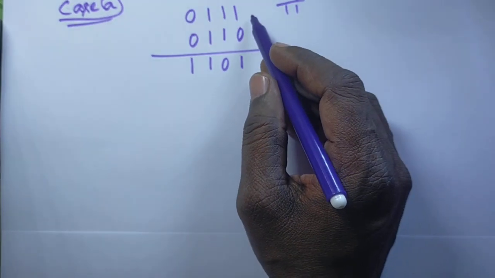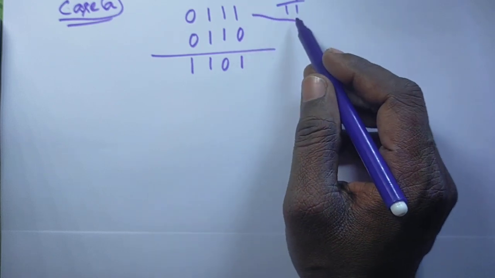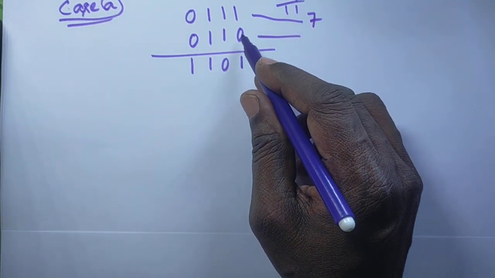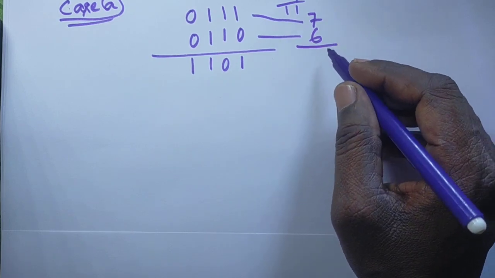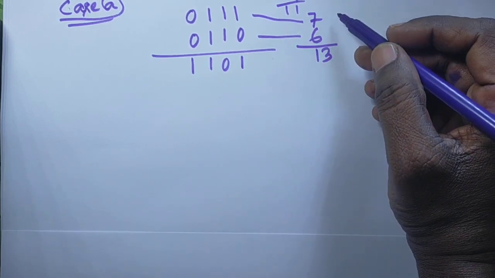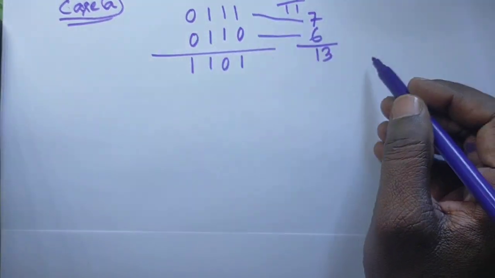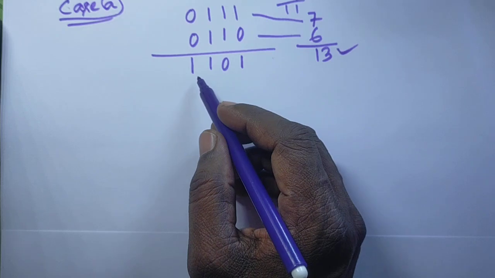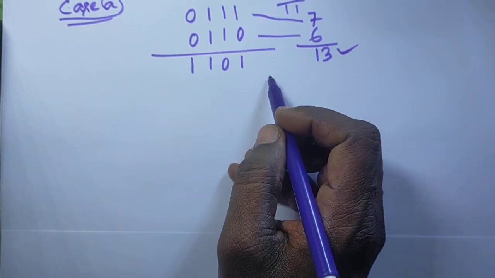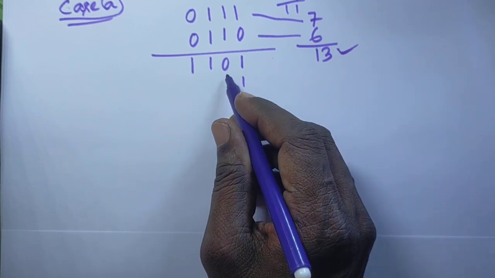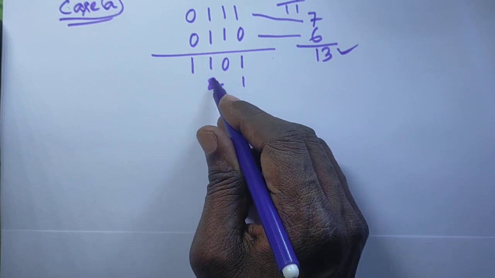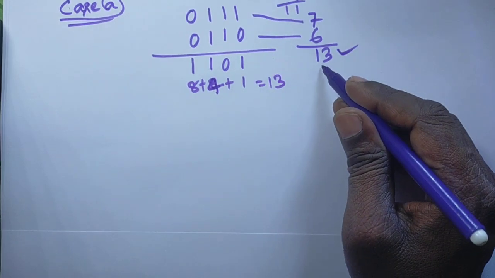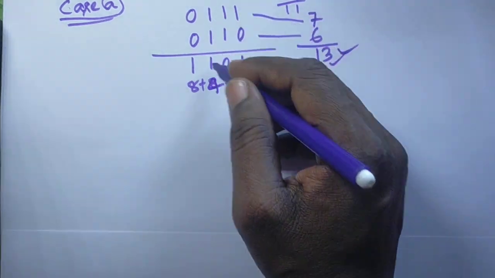Okay, now what is the value of this? 111 means that is 7. Here 0110 means it is 6. So the value will be 13. If we go through the decimal value of this binary number, then the decimal value is 13. We check whether it is 13 or any other. Now this is 1, 4, 8: 8 plus 4 plus 1, that is also 13. So the decimal number is 13, and when I go through this one, it is also 13.